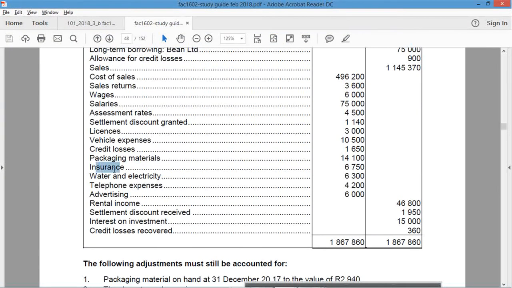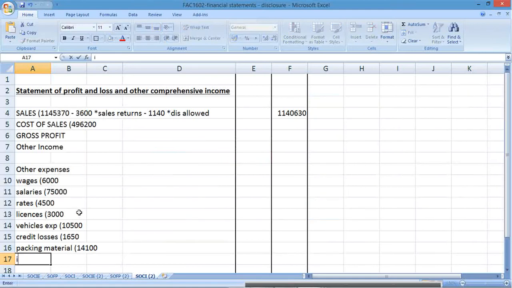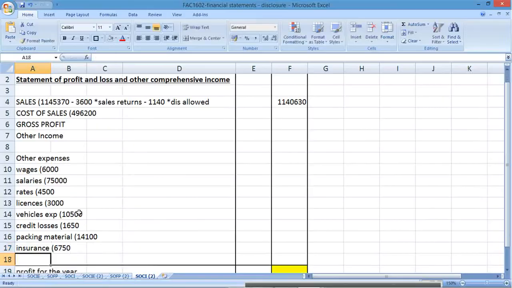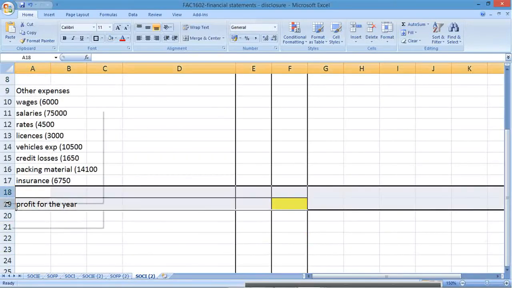Insurance, water, telephone, all expenses. Those are all expensive. Yeah, good. So insurance 6750. Next one, water and then telephone.